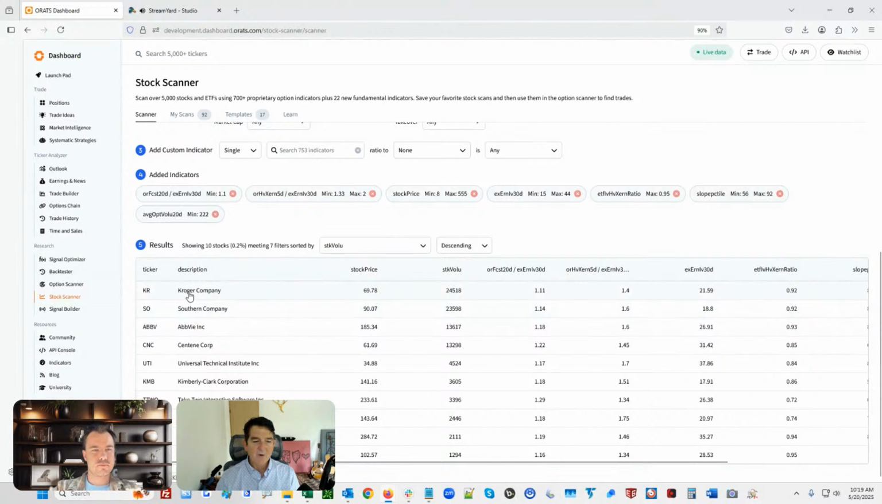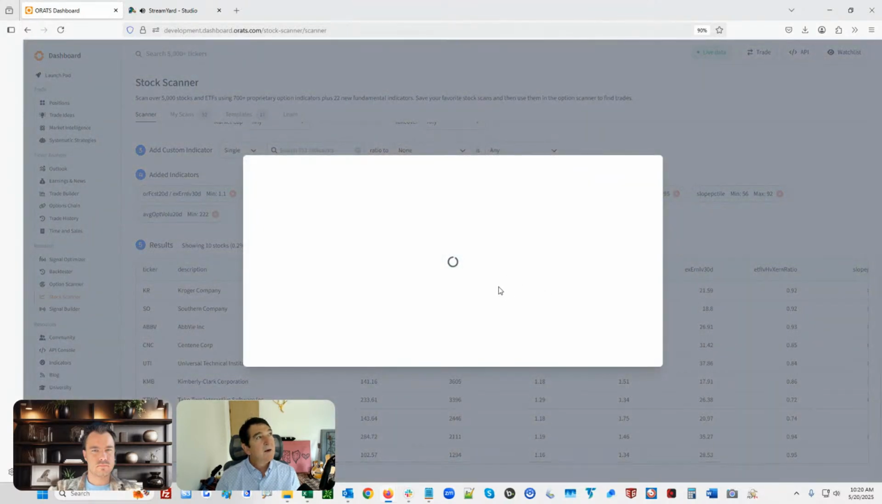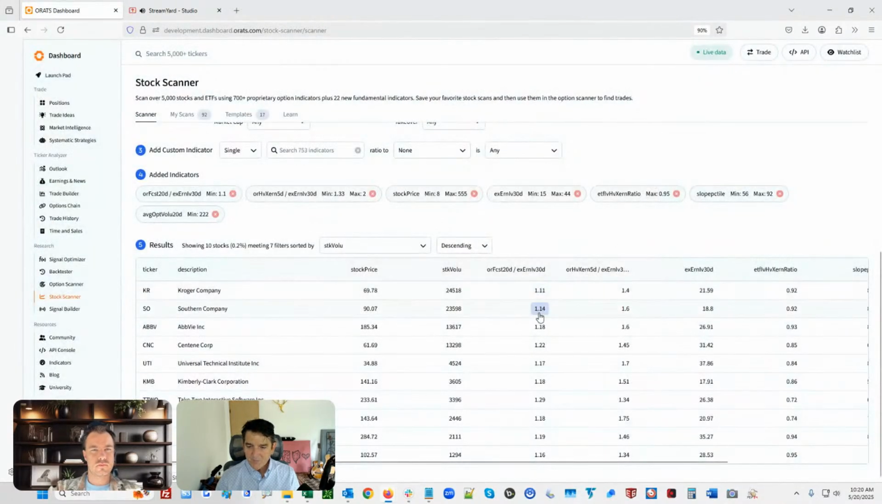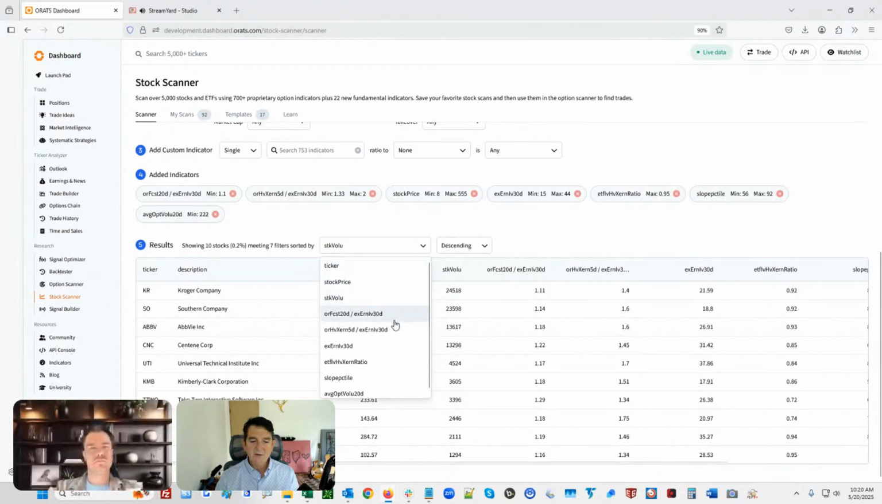If we look at Kroger, we can see that the forecast of volatility is higher than the actual volatility, and when you click on that, you can see where it's been historically. So it's a handy item to see what these stocks are looking like. That was one of our conditions, that we needed the ORATS forecast to be higher than the implied. I'm actually going to sort on that.